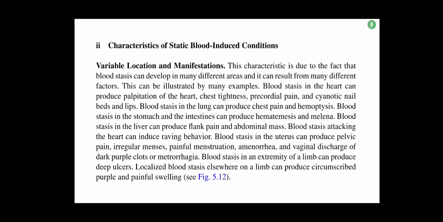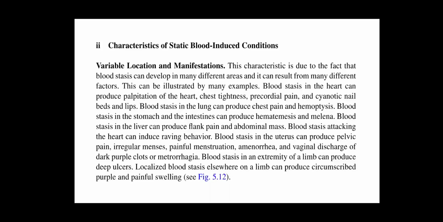Now let's look at the characteristics of static blood-induced conditions: variable location and manifestations. This characteristic is due to the fact that blood stasis can develop in many different areas and it can result from many different factors. This can be illustrated by many examples. Blood stasis in the heart can produce palpitation of the heart, chest tightness, precordial pain, and cyanotic nail beds and lips. Blood stasis in the lung can produce chest pain and hemoptysis. Blood stasis in the stomach and the intestines can produce hematemesis and melena.